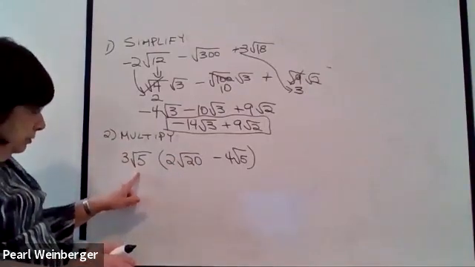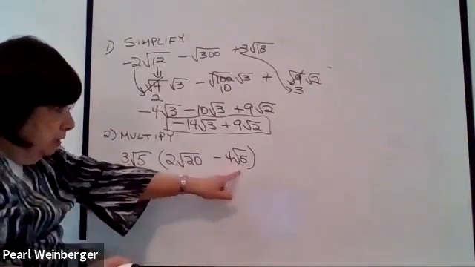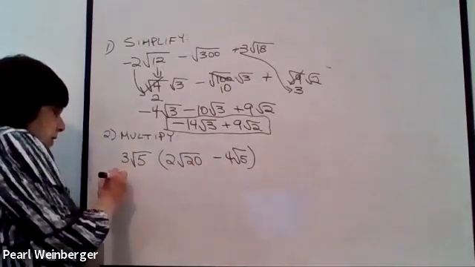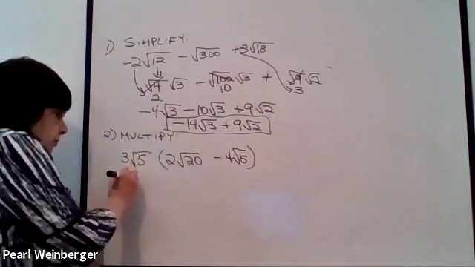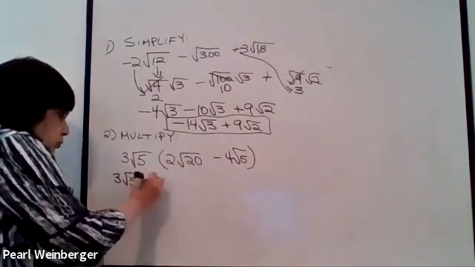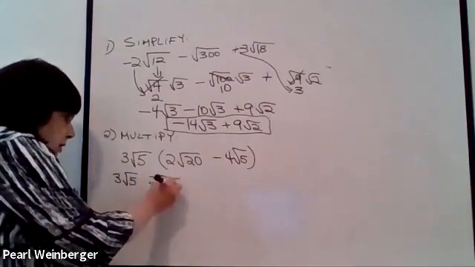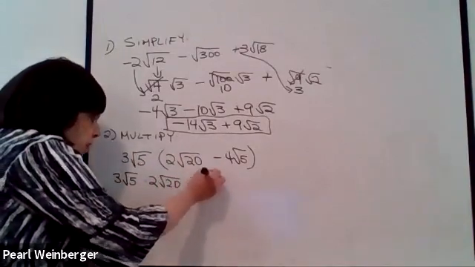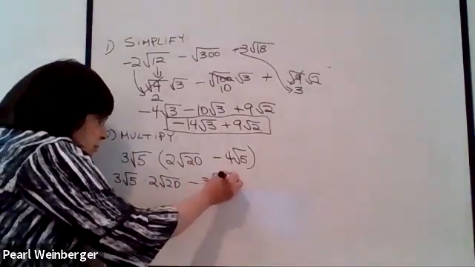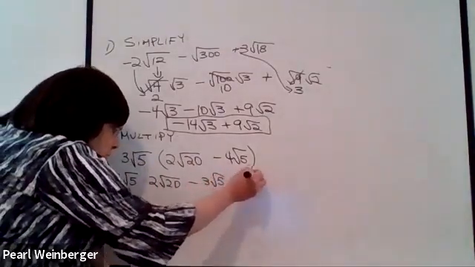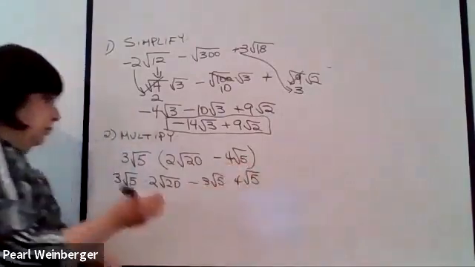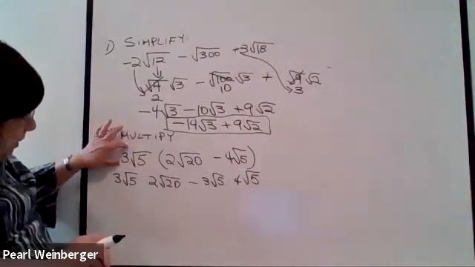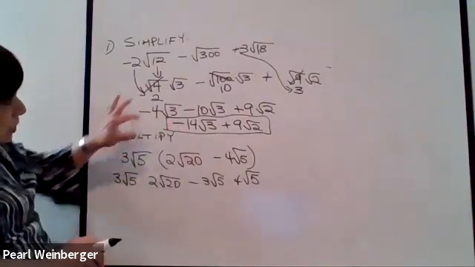Now this is a single term times a binomial, so I'm going to have to use the distributive property. In other words, I'm going to have to multiply the 3 radical 5 times the 2 radical 20, and also the 3 radical 5 times the 4 radical 5. So I'm going to distribute this 3 radical 5 times each of these.